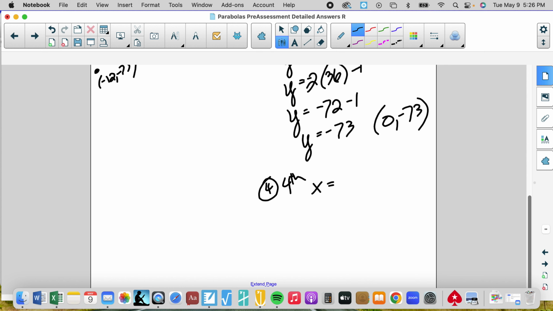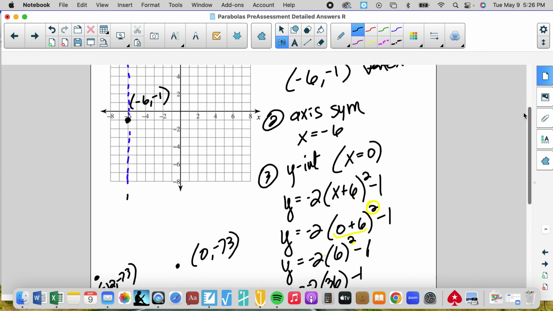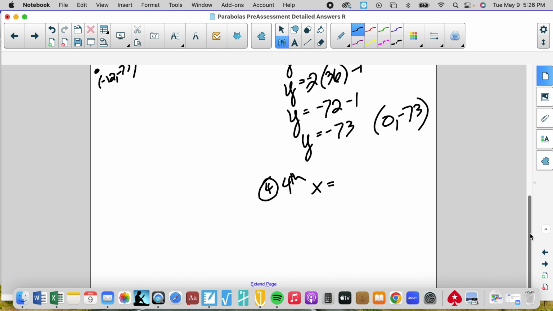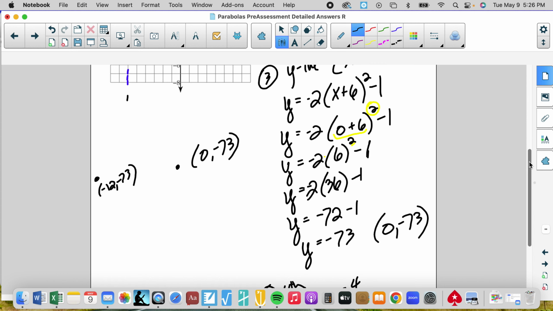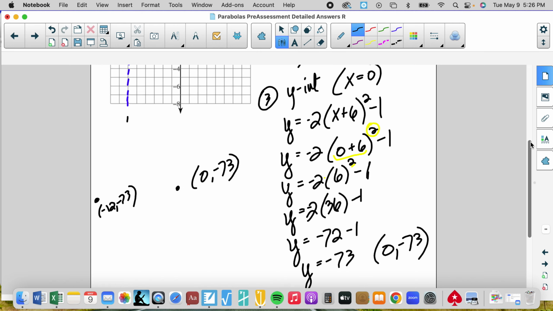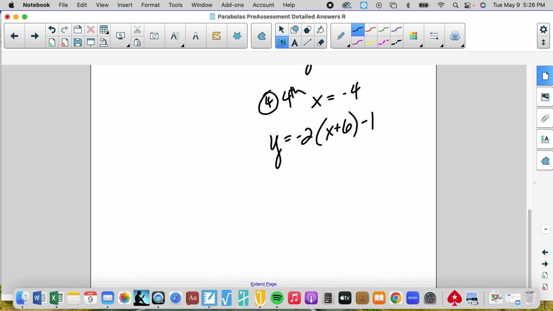Let's pick an x value close to the vertex. How about -4? I like that. -4 looks kind of nice. Or even -5, but we'll do -4 just for kicks and giggles. I think that is x plus 6 minus 1. Is that correct? Let me make sure. Yep, plus 6 minus 1, -2. Awesome. We plug in -4 for my x.